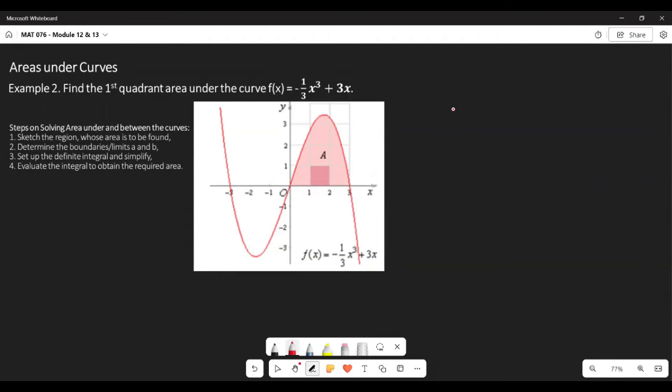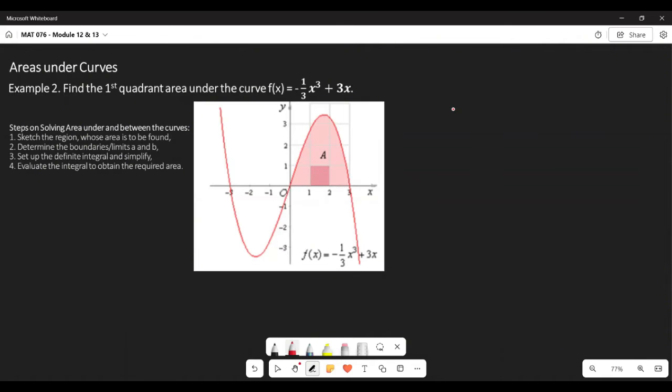Okay, we have here example number 2. Find the first quadrant area under the curve f of x is equal to negative 1/3 x cubed plus 3x. As you graph our given function, that is how it will look. Usually, when our given function is third degree, its graph is automatically either like this, a sideways S, or a standing S. It depends on the given function, but actually when it is third degree, its graph is an S.